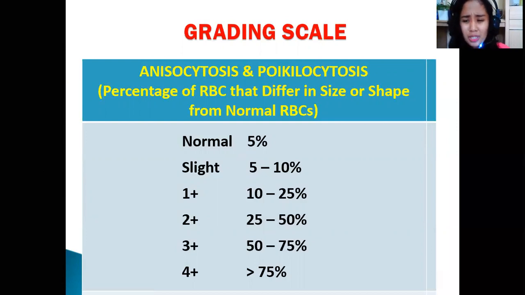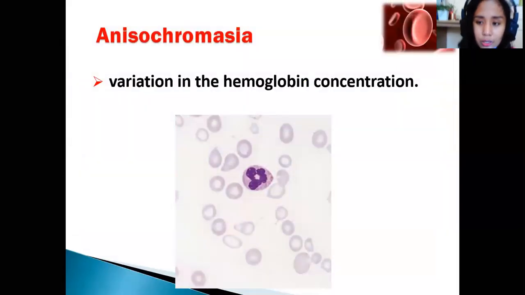So you have to observe your peripheral blood smear properly. Kailangan mo siyang tingnan ng maigi kung consistent ba all throughout the smear. Slight pa ang 5 to 10%. You will report 1 plus if there is about 10 to 25%. So, ganon. You have to observe the slide completely.